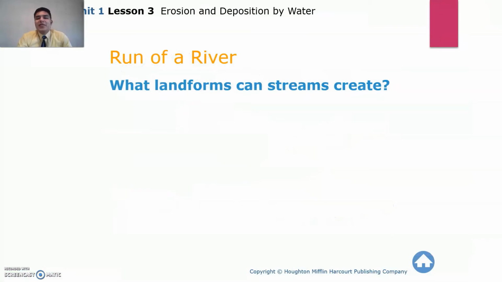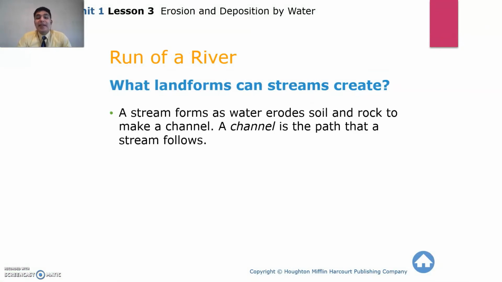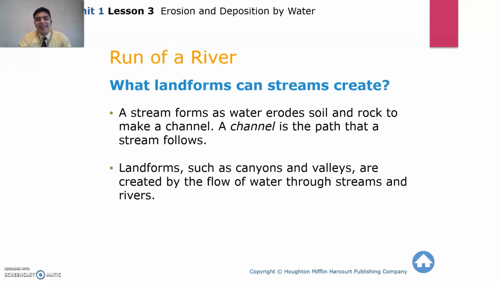Now we have what landforms can streams create. A stream forms as water erodes soil and rock to make a channel. A channel is a path that the stream follows. Landforms such as canyons and valleys are created by the flow of water through streams and rivers. That's amazing. Imagine how a whole environment or a whole landform can be created just by the flow of water.